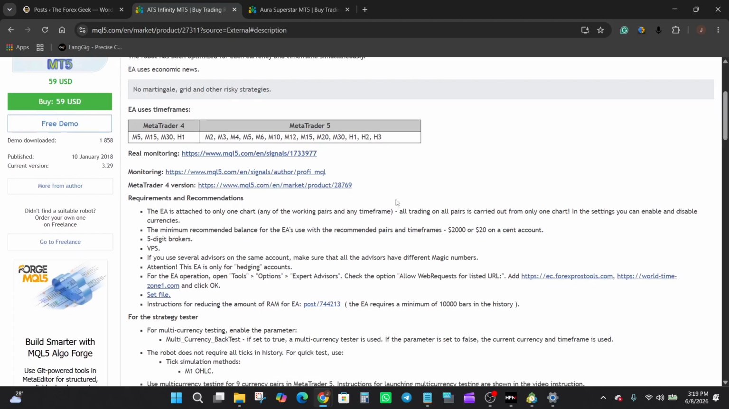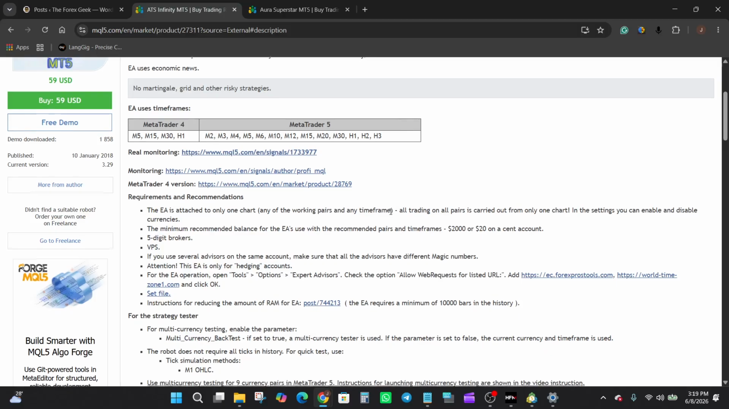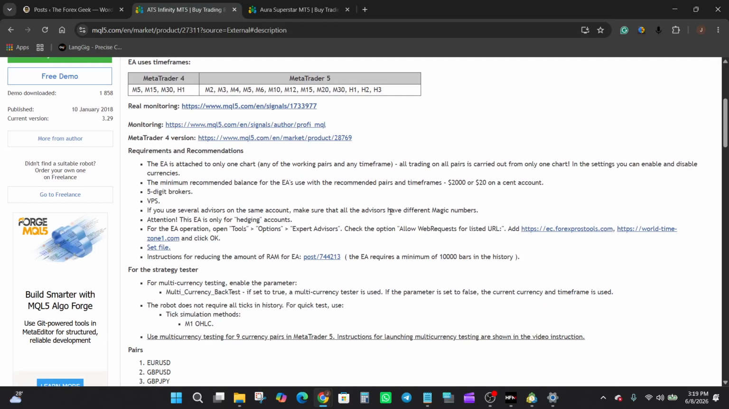Another key component is the built-in economic news filter. This means the EA is aware of high-impact events and can adjust trading activity around major news releases, which is important for avoiding unstable market conditions. The developer also clearly states that there is no martingale, no grid, and no other high-risk recovery strategies involved. So the structure appears to focus more on controlled risk behavior rather than aggressive scaling systems.